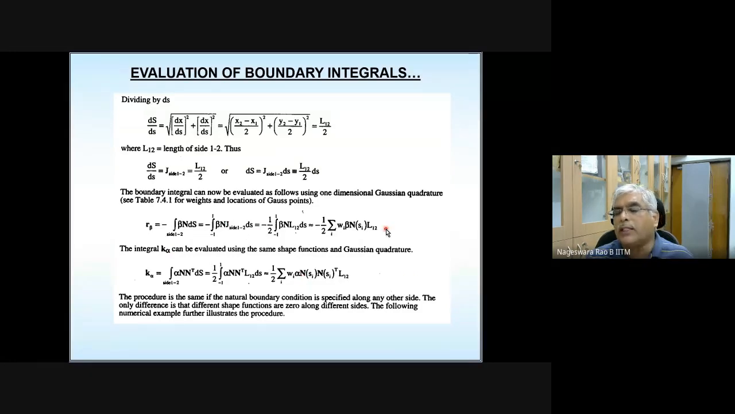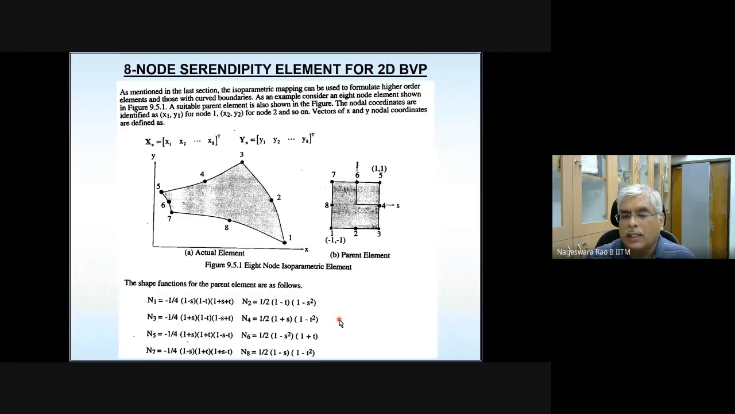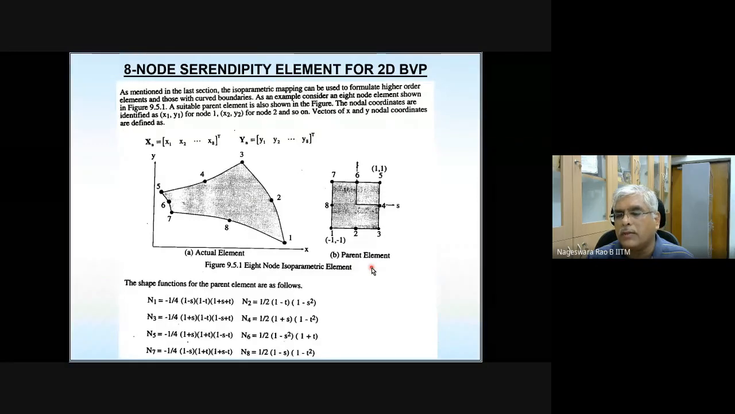And to evaluate each of these integrals, finally, you need to adopt Gaussian integration, because as the integrand becomes complicated, you need Gaussian integration. How to evaluate these two types of integrals, r beta and k alpha, is shown for the 4-node element, and an example is also illustrated here. So you go through this example. And once you have that, you can extend it to the 8-node element, a straightforward extension.